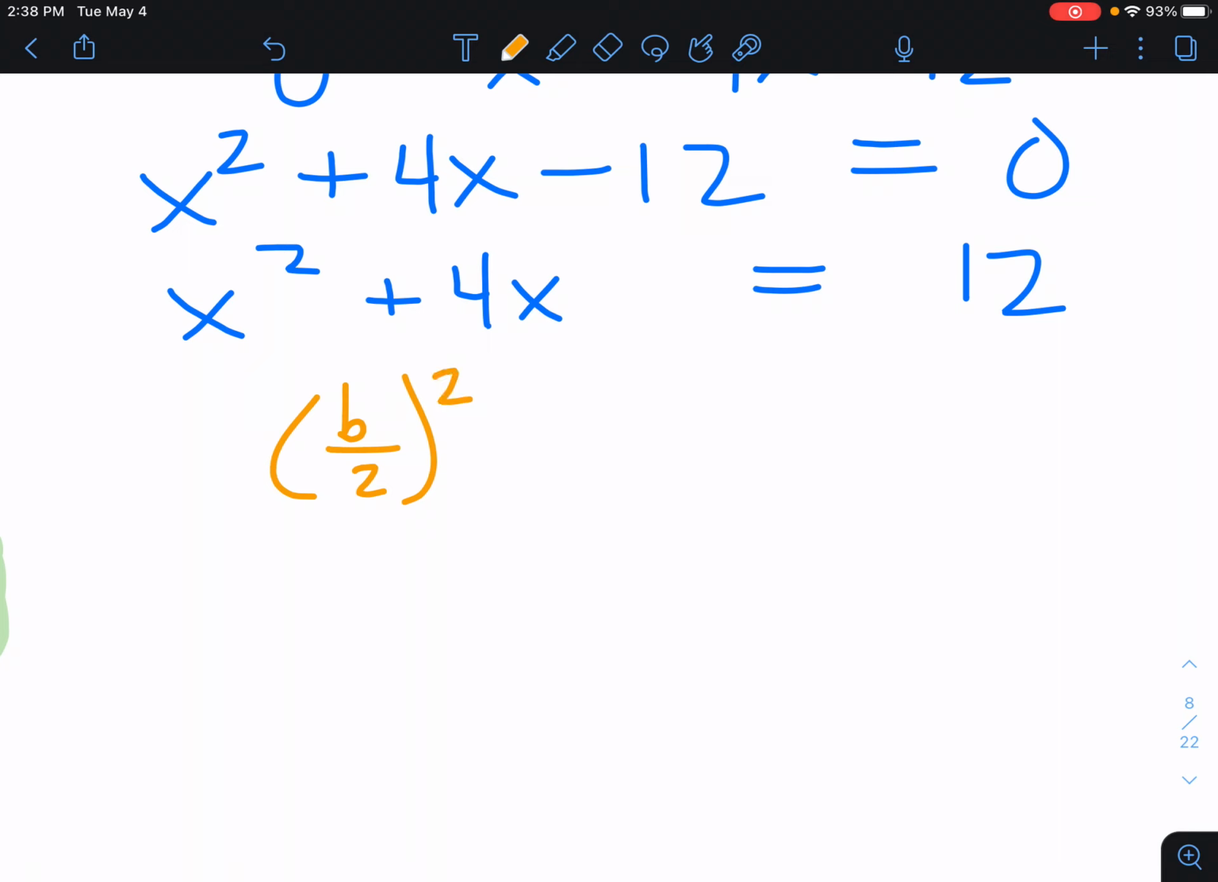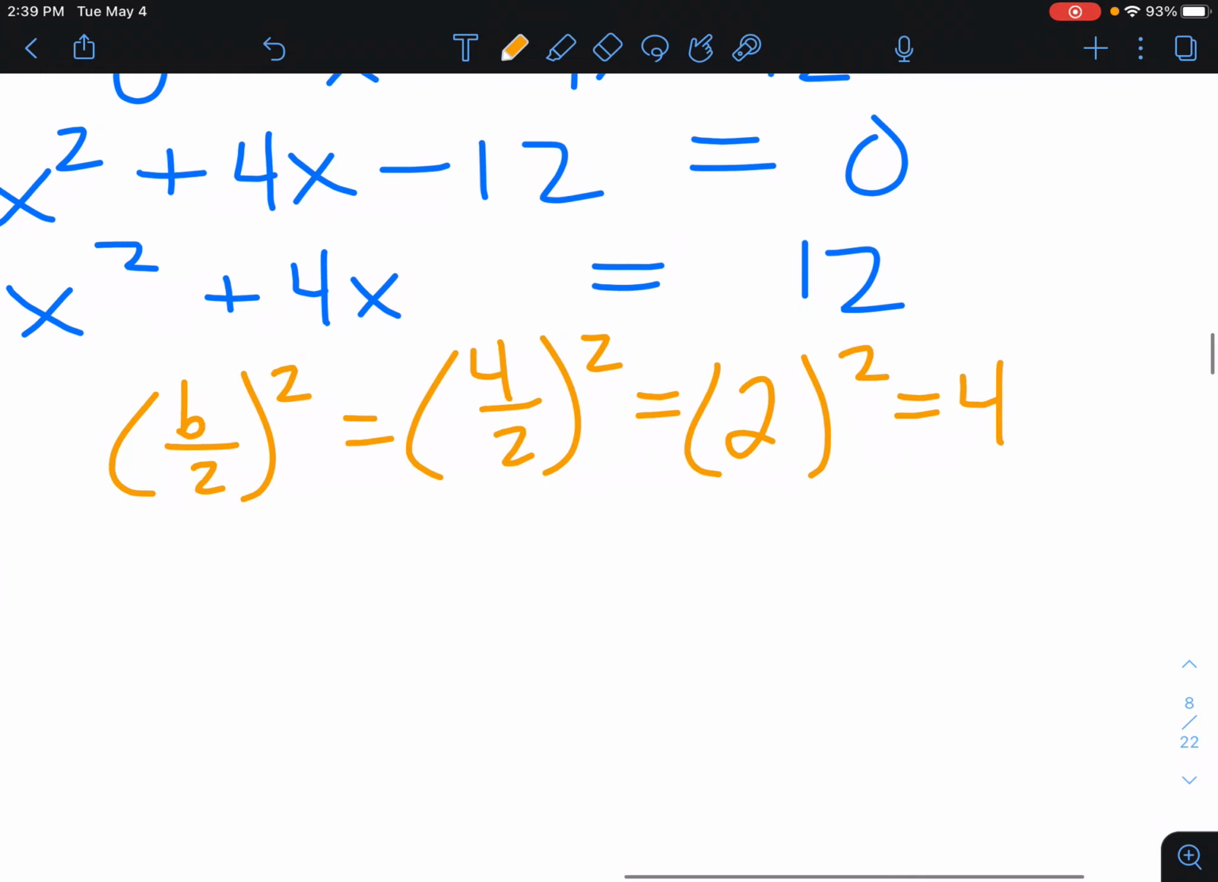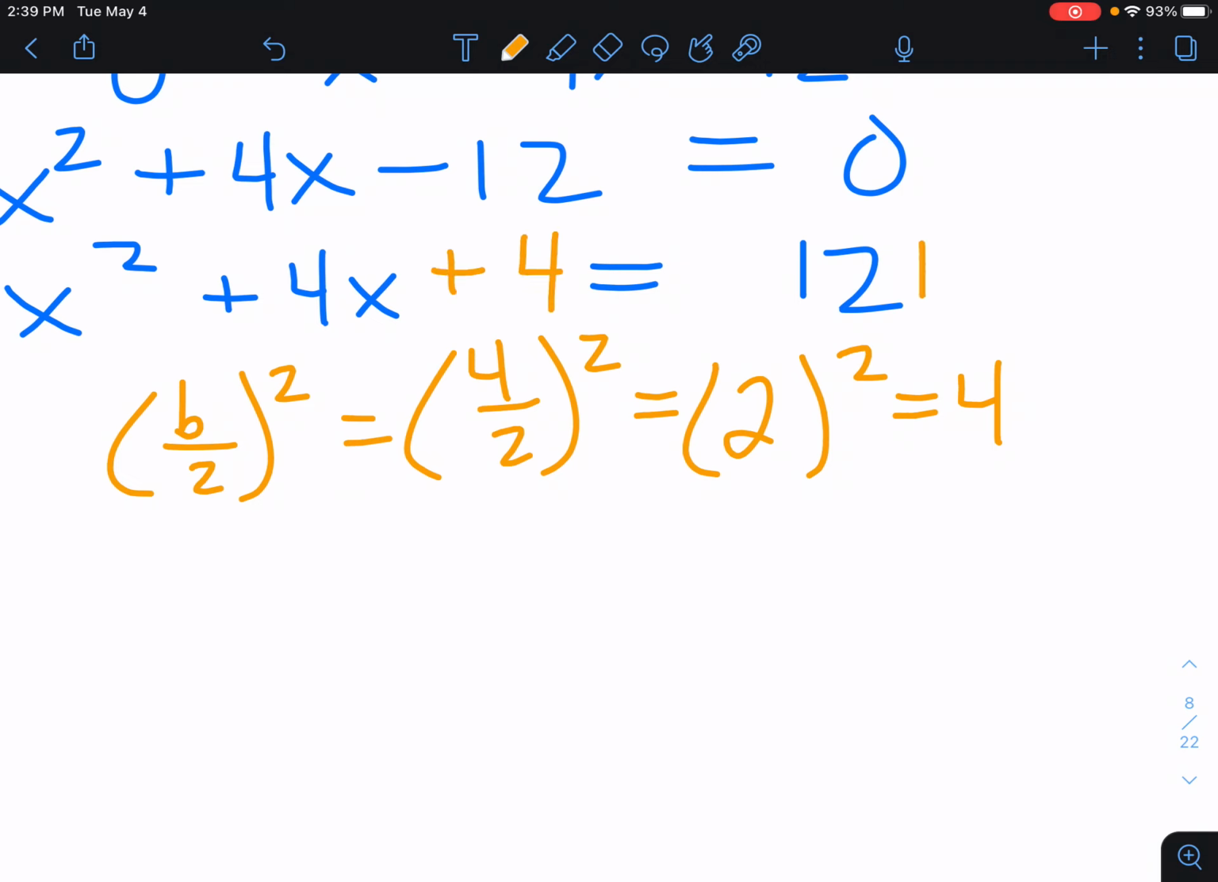What's the b here? The b is in front of the x. 4. So 4 divided by 2, then I'm going to square it. 4 divided by 2 is 2. And then 2 squared is 4. So I'm physically going to add 4 to both sides. Since I left myself some space, let's put it right here and right here.